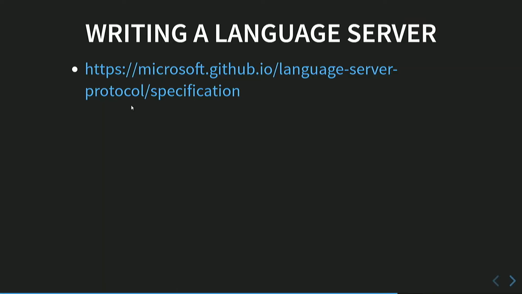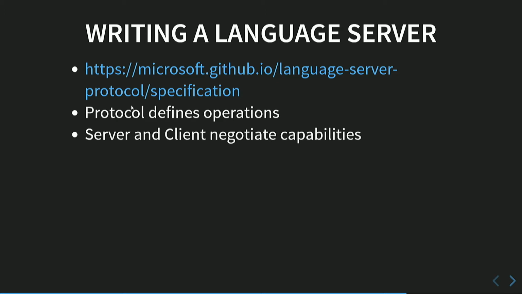So the language server protocol is a specification. It was originally spearheaded by Microsoft, but it's now adopted by a bunch of companies to define what it is. It defines your operations, so your commands. And the server and the client can negotiate capabilities. So if I have a language that supports hover or diagnostics, but doesn't support, say, completions, because it doesn't make sense in that context, the client won't even try to call completions because the server says, I can't do it. And that's okay. Your server doesn't have to support everything.